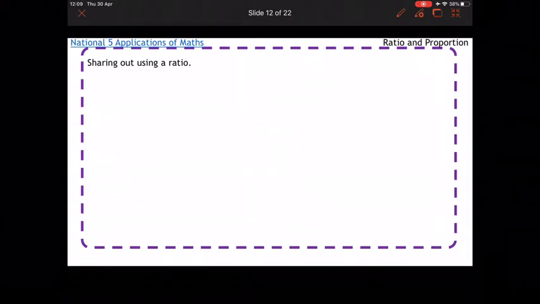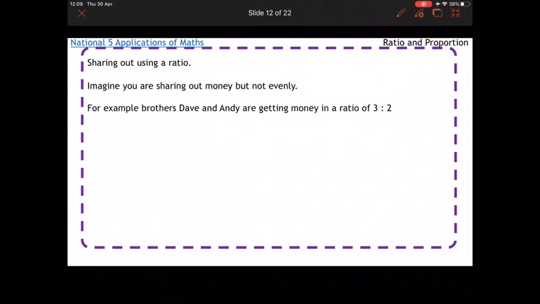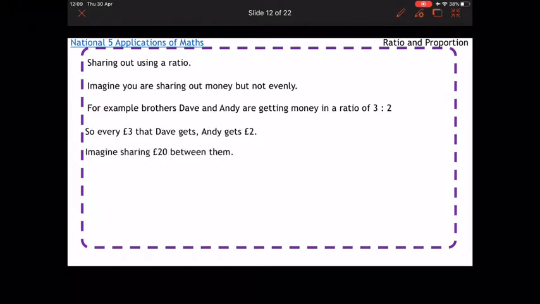Right, sharing out an amount using a ratio. If you imagine that you're sharing money out between people, for example, brothers Dave and Andy getting a ratio of 3 to 2, that would mean whenever Dave gets £3, Andy gets £2. If they're trying to share £20 between them, you can maybe work that out.